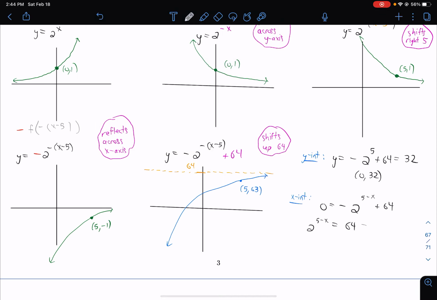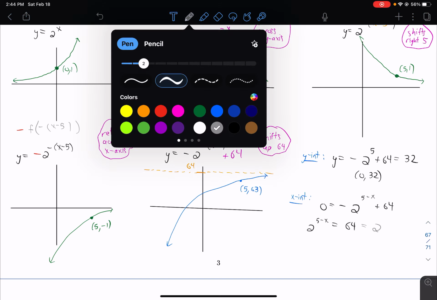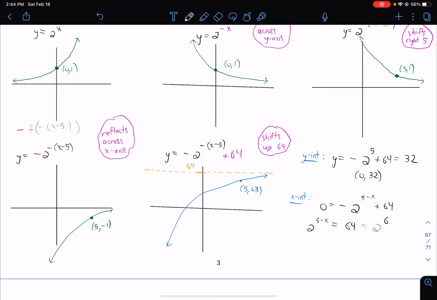So I have 2 to a power equals 64. But 64 is 2 to a power. I'll put it in a different color. It's 2 to the 6th. So if I have 2 to a power equals 2 to a power, well, those powers got to be the same. That means 5 minus x has to be equal to 6. And if I isolate the x here, we get x equals -1. So my x-intercept is at -1, comma 0.